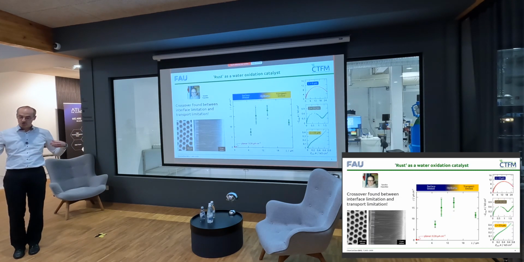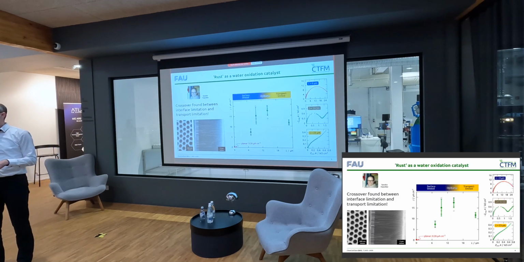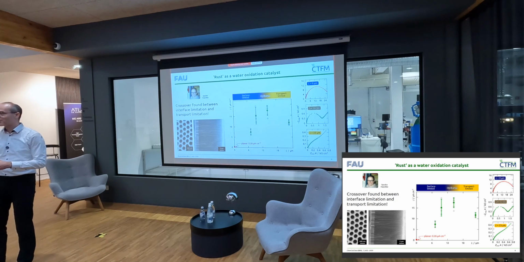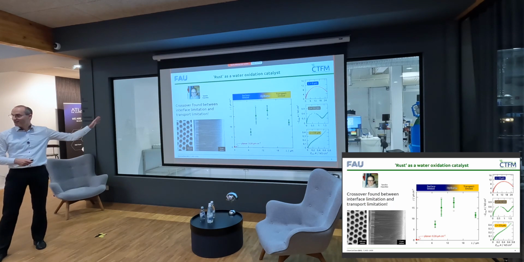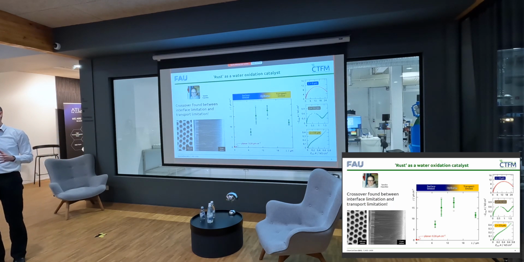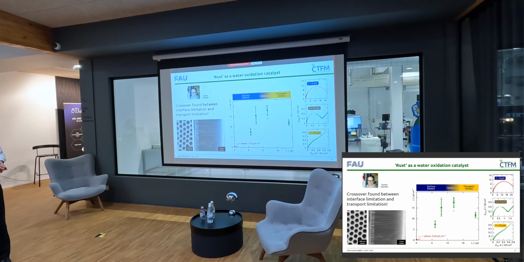And from there, you can go two ways. You can go perhaps more the optimistic or academic way and say, I want to get rid of iridium completely and go for something like rust, iron oxide. It's a terrible catalyst, of course, but by increasing the length of those pores, you will increase current.